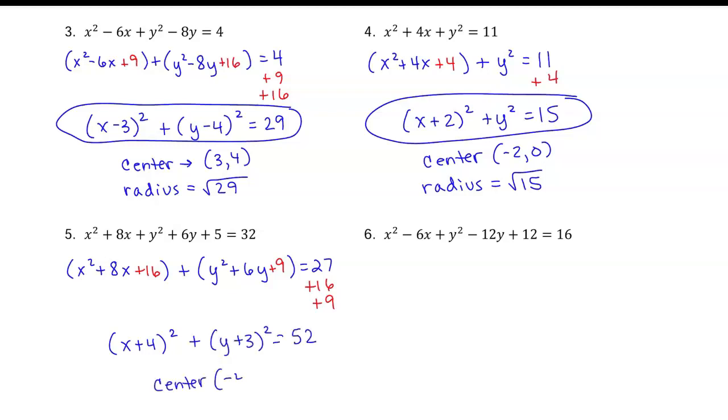Center is at -4, -3. The radius is the square root of 52, which you can simplify. 52 breaks up into 4 times 13. So you can take the square root of 4, which is 2, and it leaves a 13 underneath the radical.